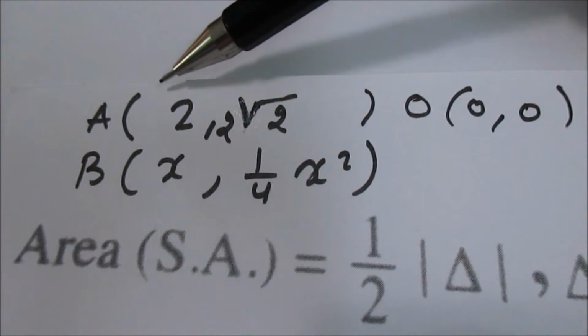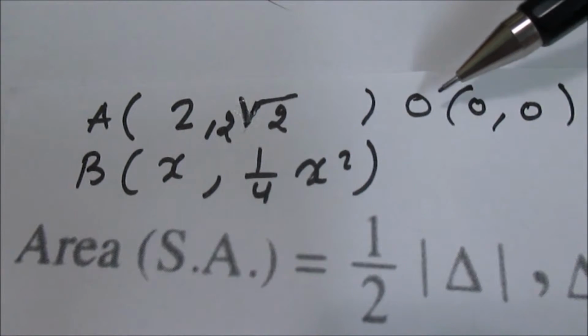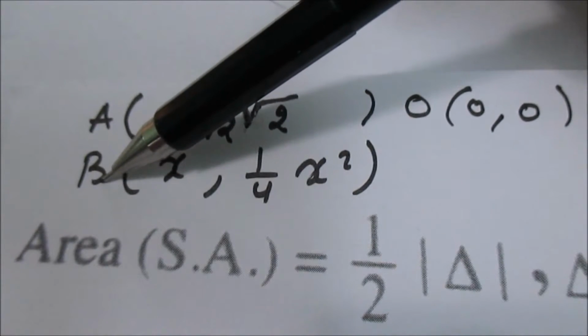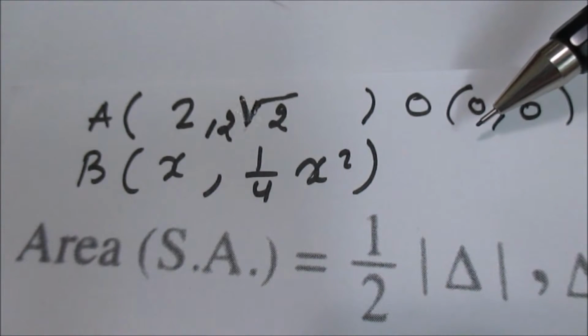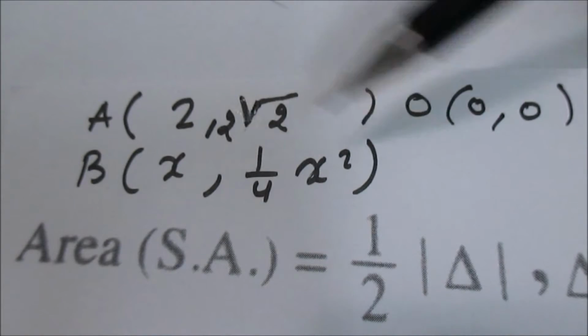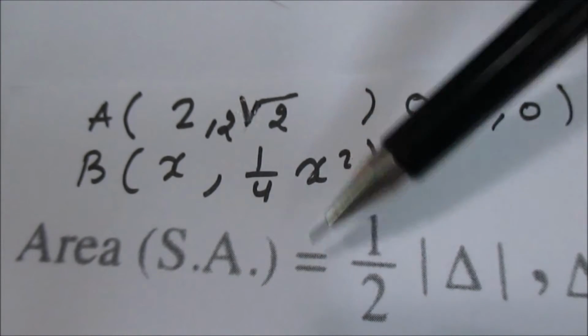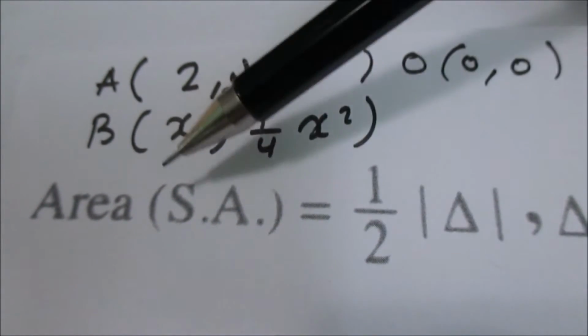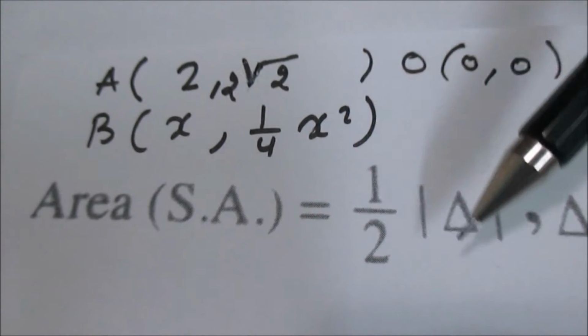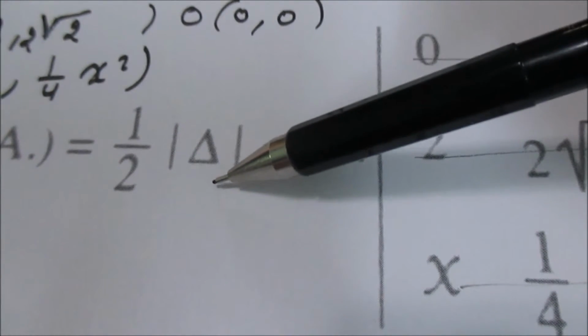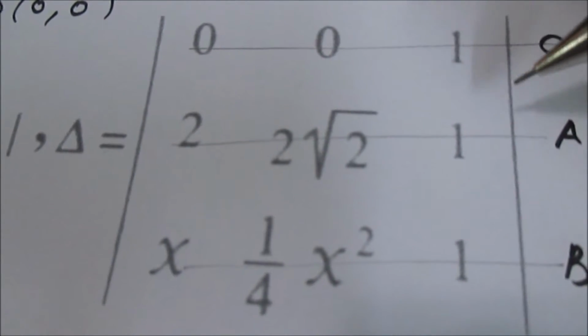عرفت ال coordinates of point A و coordinates of point O. جبت ال coordinates of point B in terms of x. دلوقتي أقدر أعرف ال area of triangle OAB in terms of x using the determinant. فال area of the triangle equal half of the determinant of the vertices of the triangle. ده 3 by 3 determinant.